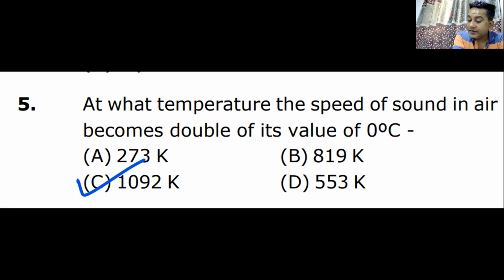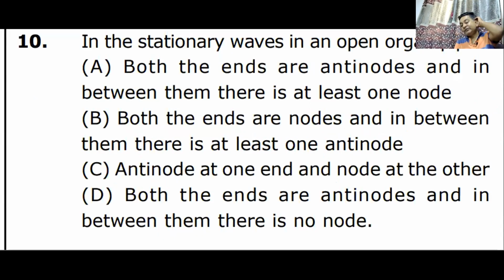Velocity, again I repeat, velocity is proportional to root of absolute temperature. If I want to double the speed, the temperature must be multiplied by 4. Now, let us have the answers for this one. I hope you can give me the answer.